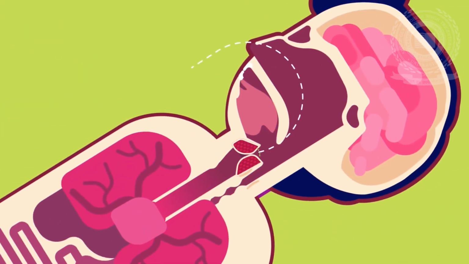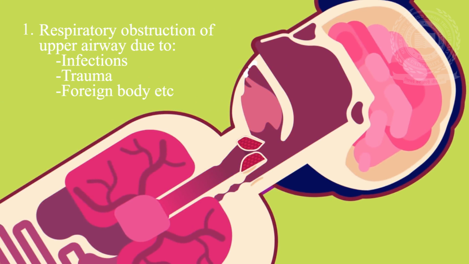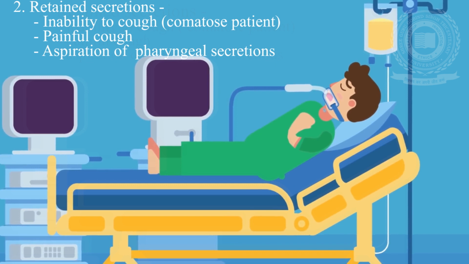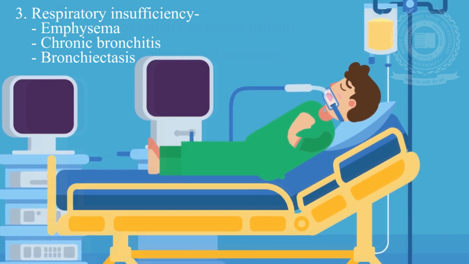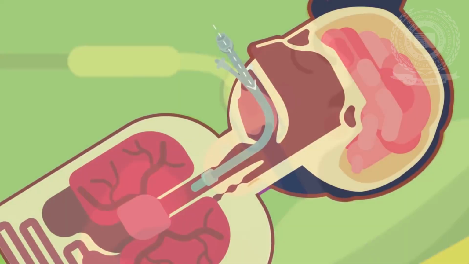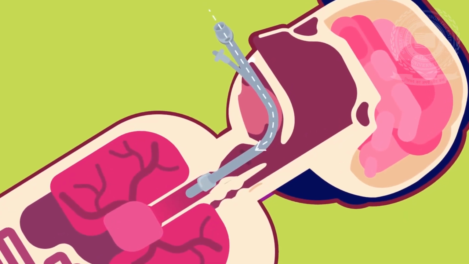Number 1. Respiratory obstruction of upper airway due to infections, trauma, foreign body, etc. Number 2 is retained secretions seen in patients with inability to cough like comatose patients, in painful cough like chest injuries, rib fractures or pneumonia. Aspiration of pharyngeal secretions can be seen in cases of bulbar polio or bilateral laryngeal paralysis. Respiratory insufficiency may be seen in cases like emphysema, chronic bronchitis, bronchiectasis, etc. And number 4, prolonged intubation.